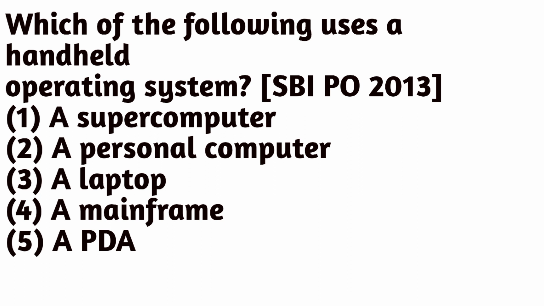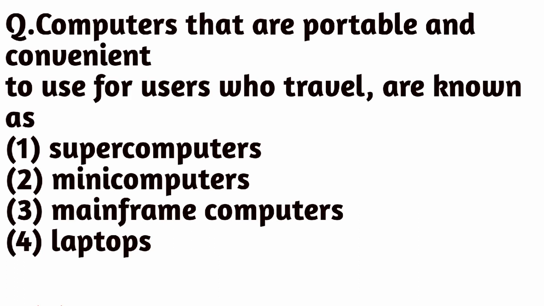Which of the following uses a handheld operating system? Option 1, supercomputer, 2, a personal computer, 3, a laptop, option 4, a mainframe, and option 5, a PDA. The correct answer is option 5, a PDA.